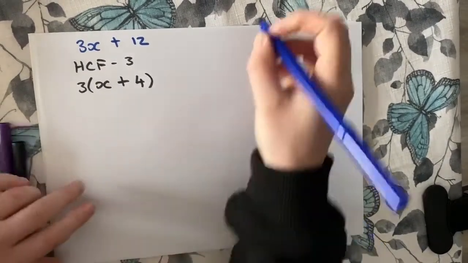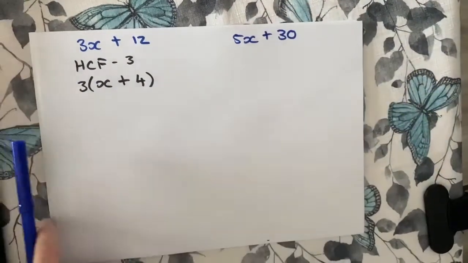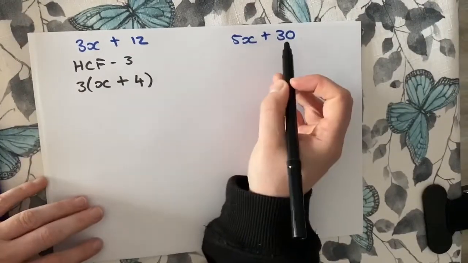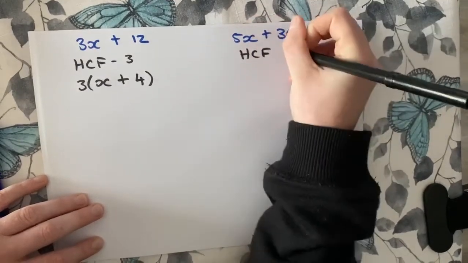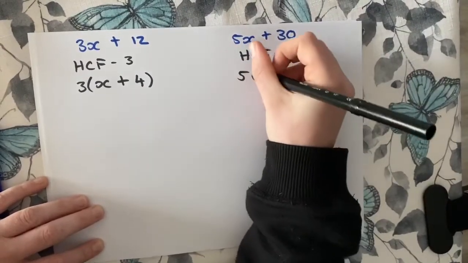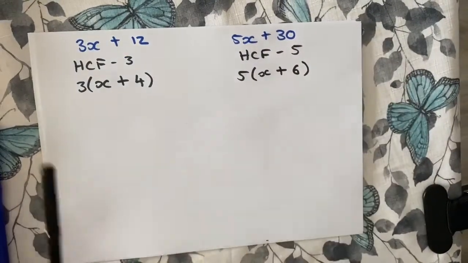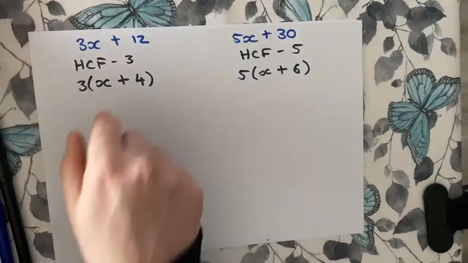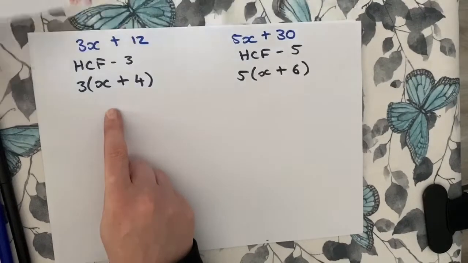So let's also factorise 5x plus 30. If I look here, my highest common factor is going to be 5 because both can be divided by 5 nice and evenly. So 5 outside my brackets. 5x divided by 5 will just be x, plus 30 divided by 5 is 6. So when you've got a number as your highest common factor, what you're going to notice is you are going to have only one variable, one letter in your expression.